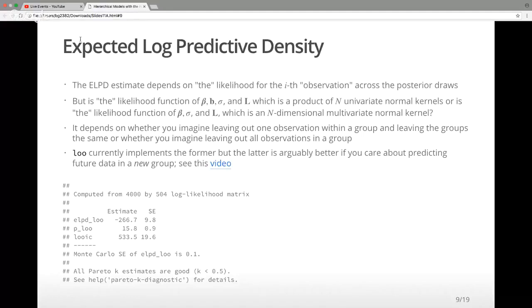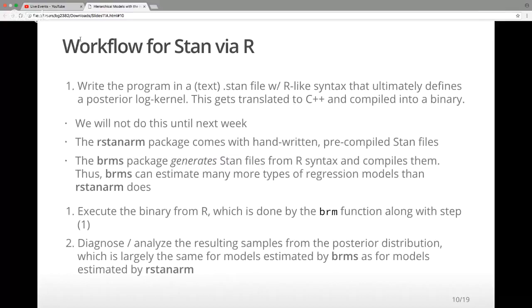And there's a video from Stan Kahn going into these differences. In any event, here we're talking about leaving out one of the 504 observations. We can see here all our Pareto K estimates are less than 0.5, so things are looking good. If we had another model to compare it to, we could use the ELPD to do that. So that all carries over, but you've got to think, am I leaving out a group or an observation within a group?